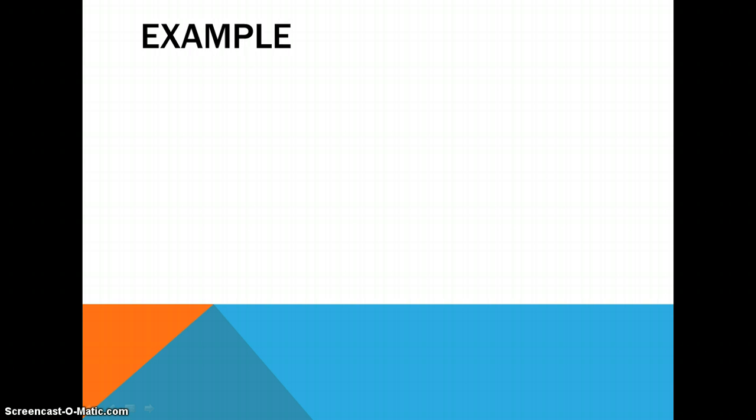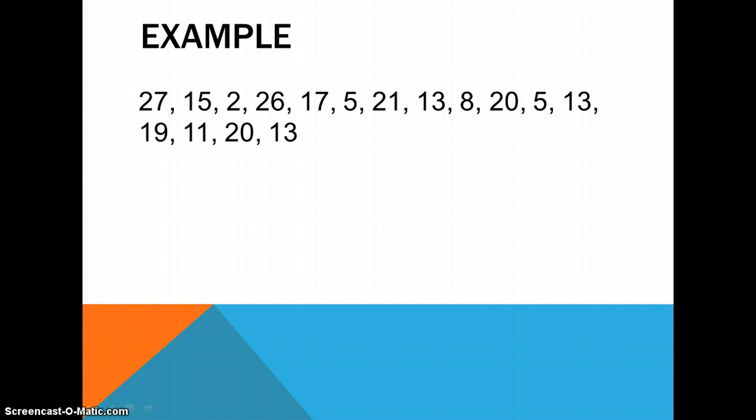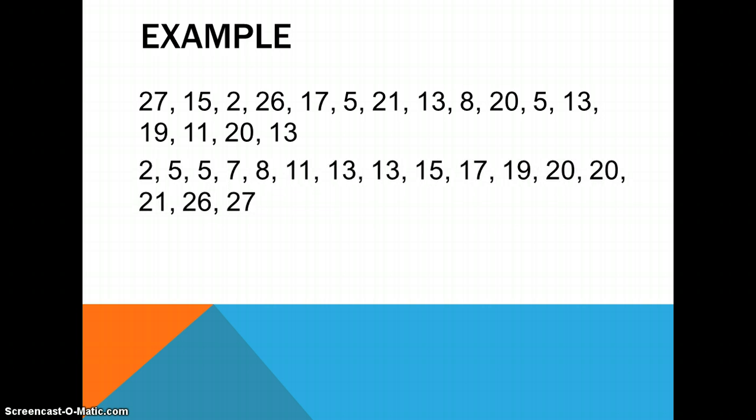Alright, now here's our example. This is our group of numbers, and it will be helpful, again it's optional though, to organize the numbers from smallest to greatest, so that way you can easily see that 2 is the smallest number and 27 is the greatest number. So then you know to take 27 minus 2, which equals 25, and that means that 25 is going to be our range.